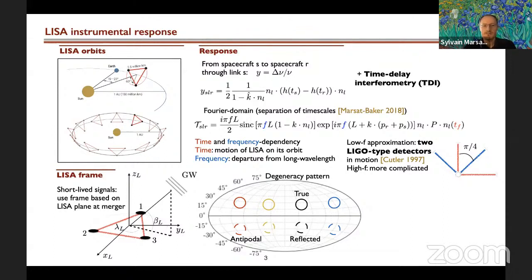For short-lived signals, it makes sense to go to the frame of Lisa at the time of merger. It simplifies a lot of the structure. If you do this, you can see from the functional form of the response that you can expect degeneracy patterns that are essentially reflected with respect to the plane of Lisa, with eight potential degenerate modes in the sky localization.